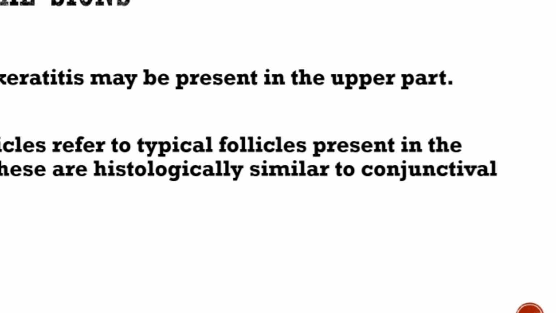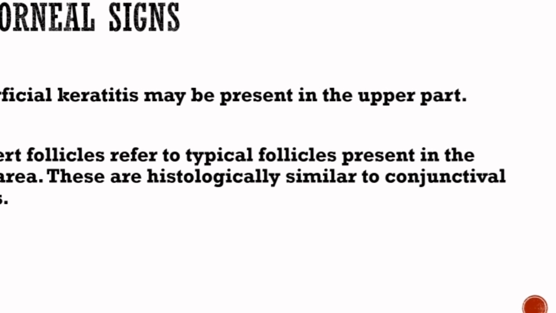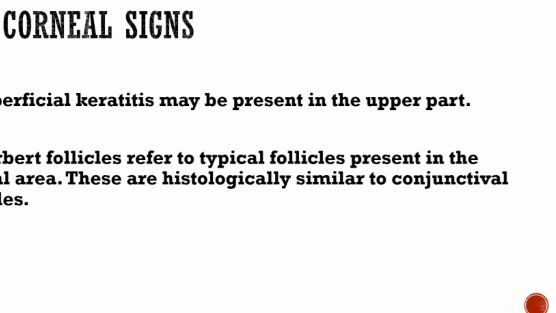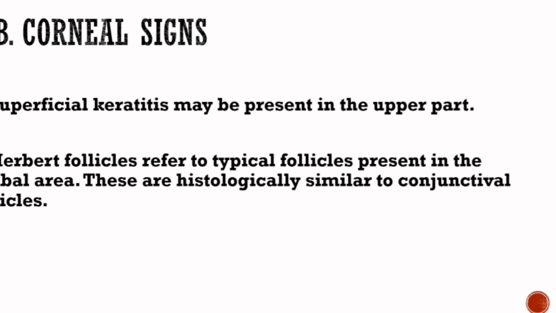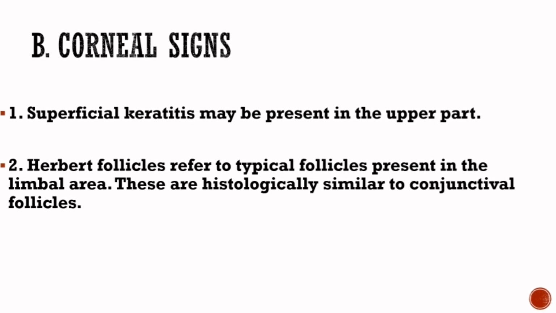Phase 1 active trachoma. B. Corneal signs. Superficial keratitis may be present in the upper part. Herbert's follicles refer to typical follicles present in the limbal area. These are histologically similar to conjunctival follicles.